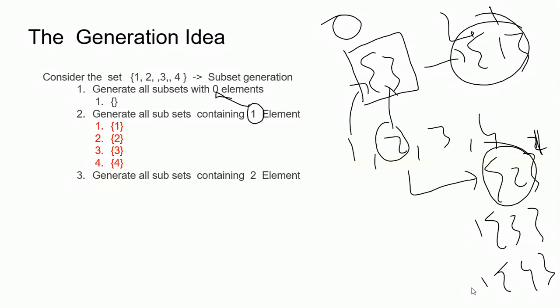Next is how do you generate subsets containing 2 elements? Just give me a minute. I'll just erase all the inputs in the slide.